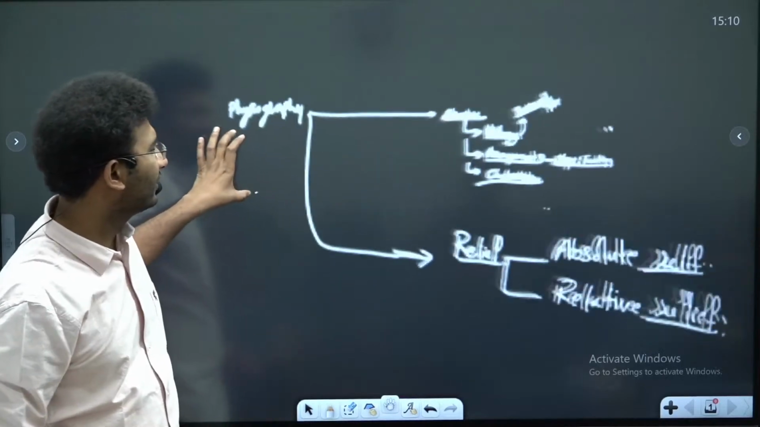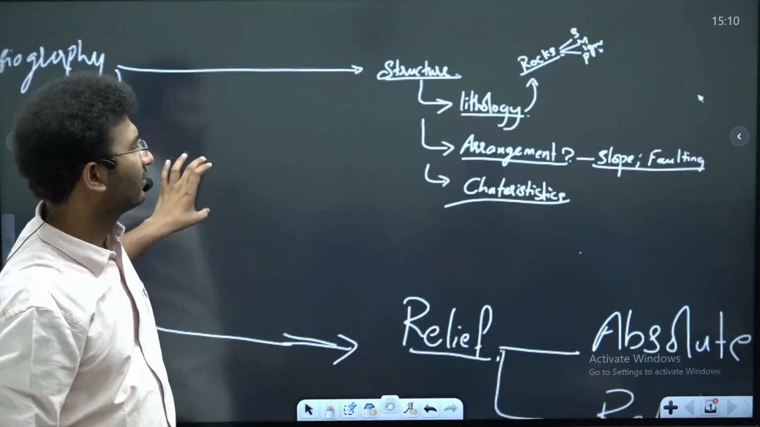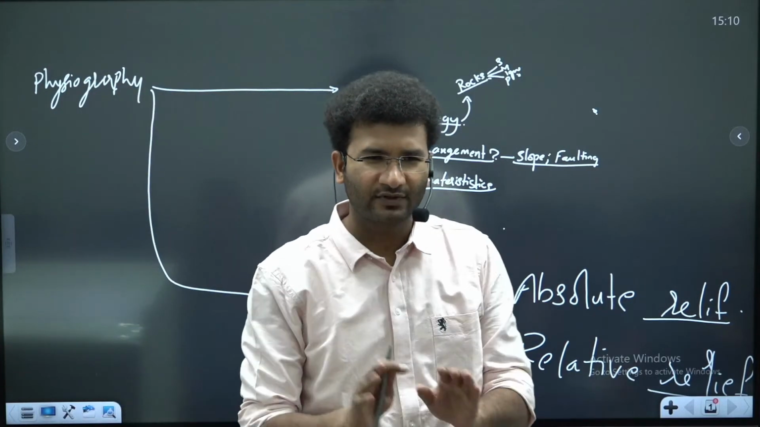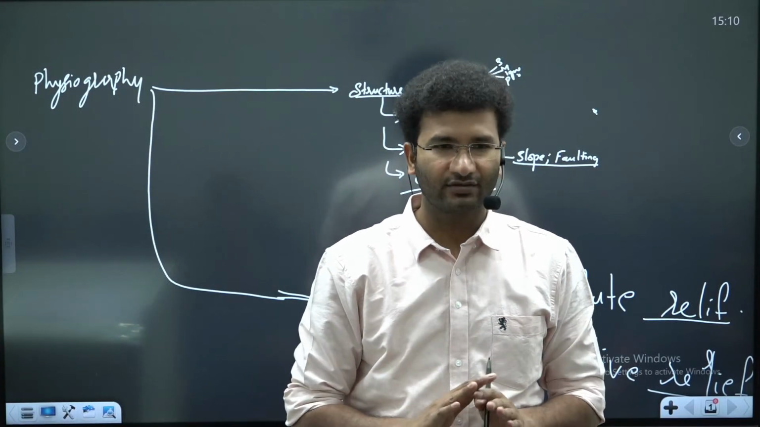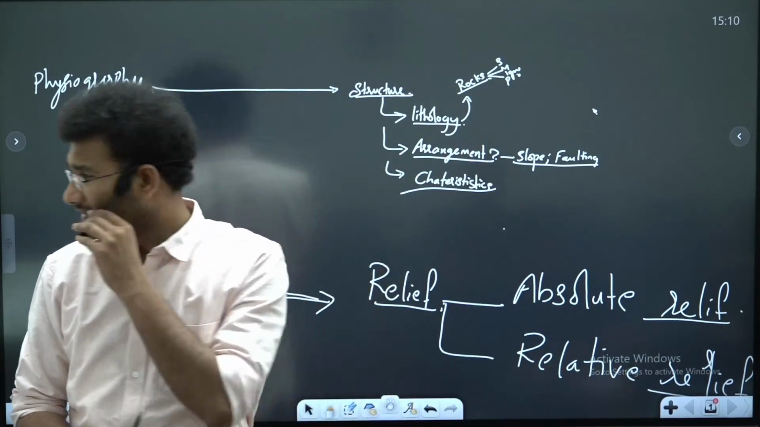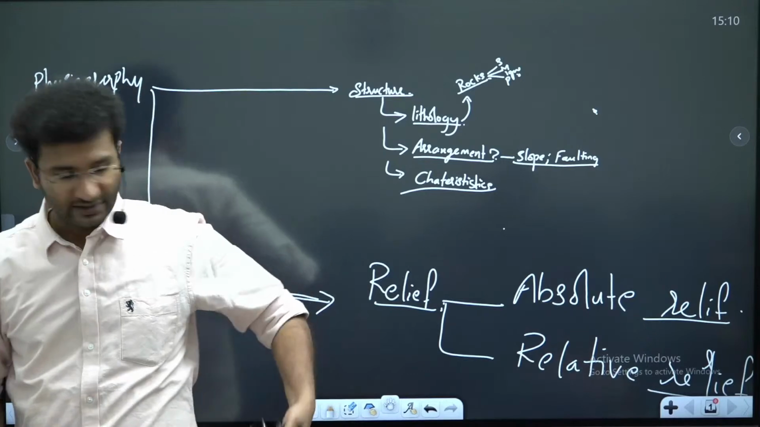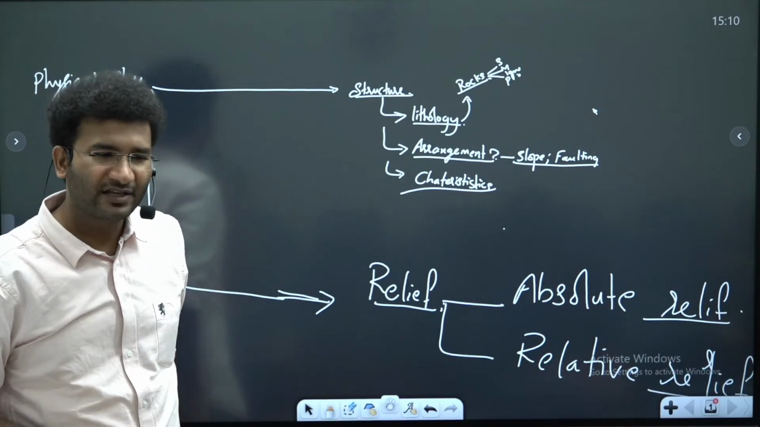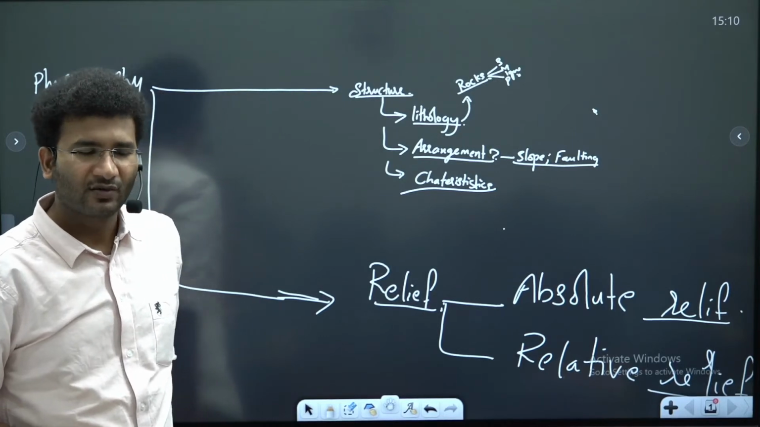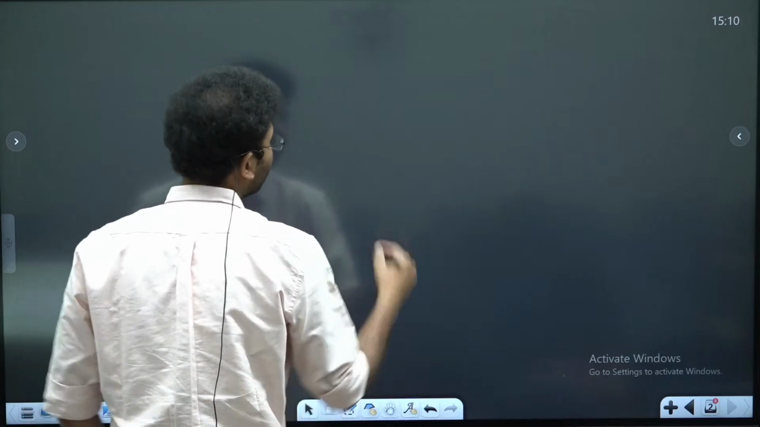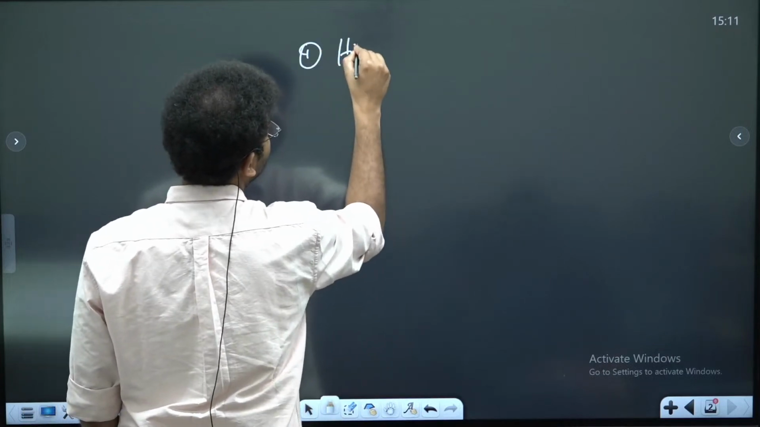Now your physiography takes into account the structure and the relief and the characteristics that are associated with a particular area. That is your physiography. And what physiography are we going to learn in the classes? Physiography is nothing but you will be including these topics. Broadly speaking, in the NCERT you will get to know the physiography of India. The physiography of India consists of, one, the Himalayas.